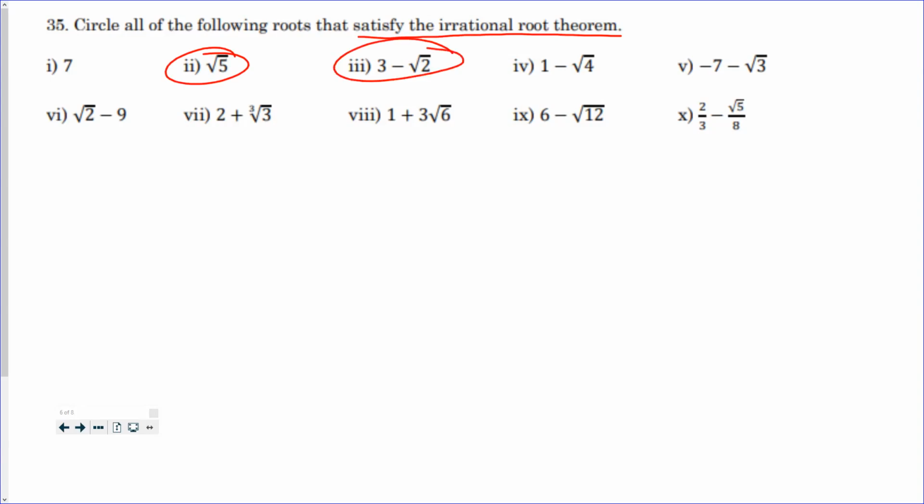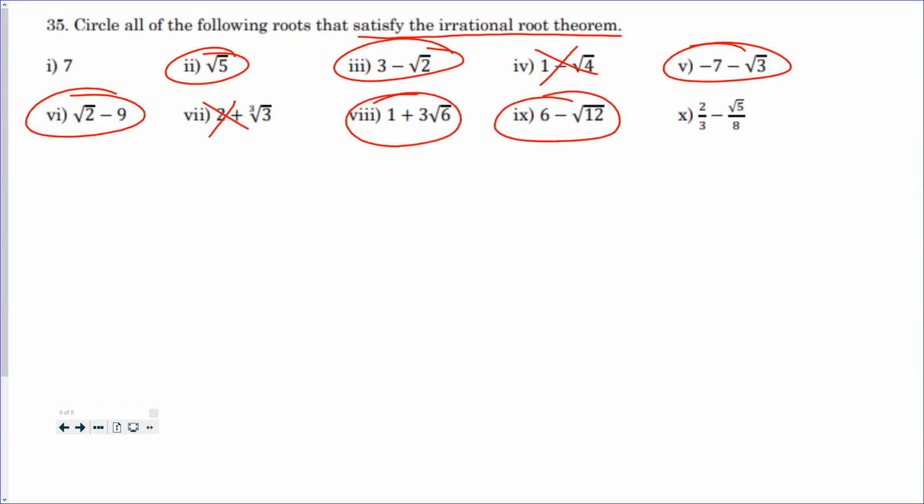1 minus root 4 will not get a pair since the square root of 4 can be reduced down to 2. So it doesn't get a pair. Negative 7 minus root 3 will get a pair. Root 2 minus 9 will get a pair. 2 plus the cube root of 3 will not get a pair. It's a cube root, not a square root. 6 minus square root of 2 gets a pair. And 2 over 3 minus root 5 over 8 also gets a pair.